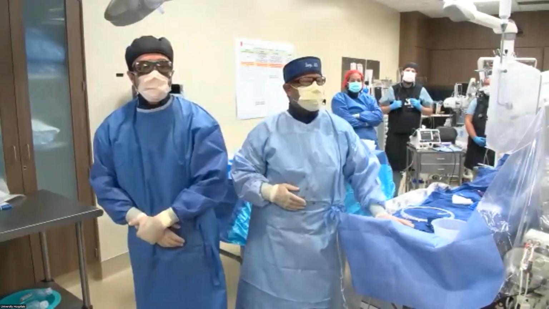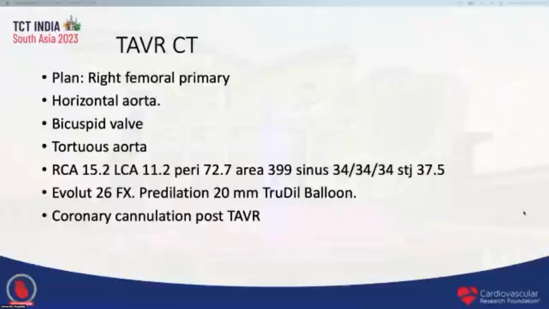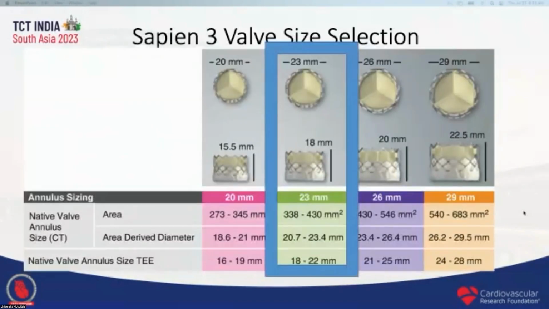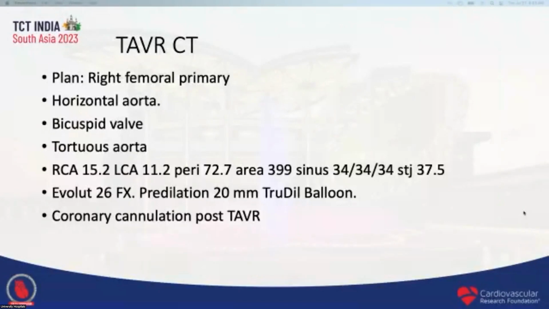Let's keep going. Let's go ahead. So our plan is right femoral primary, for which we already have the access. We're going to go with Evolut 26 FX and pre-dilate with a 20 mm True Dilatation balloon. We decided obviously to pre-dilate since it's bicuspid.